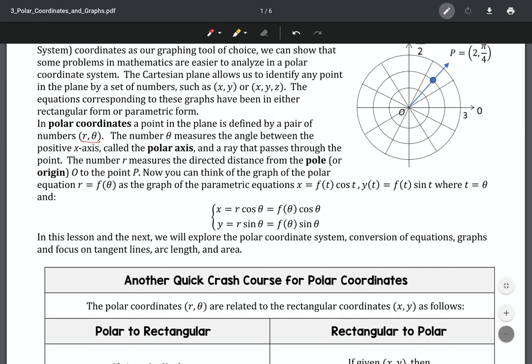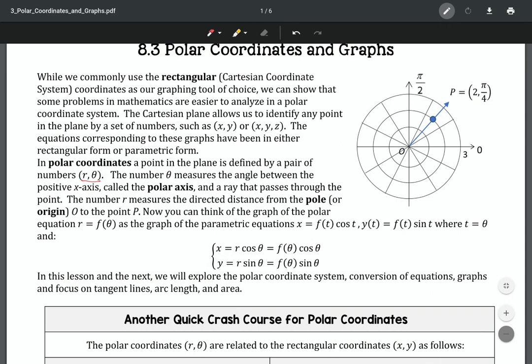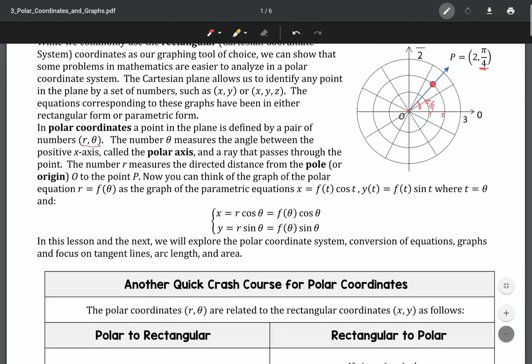So we'll always start from the positive x-axis. For example, in this one right here, you have pi over 4. That means that this angle right here would be pi over 4. And then this point is located right here on 2, where this is 0, this is 1, this is 2, and that's 3. So that's basically how you graph a polar coordinate point.